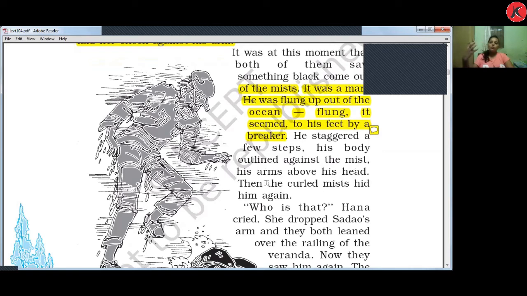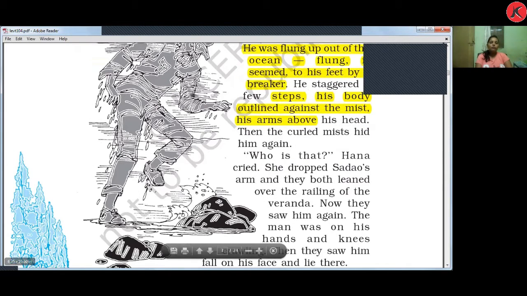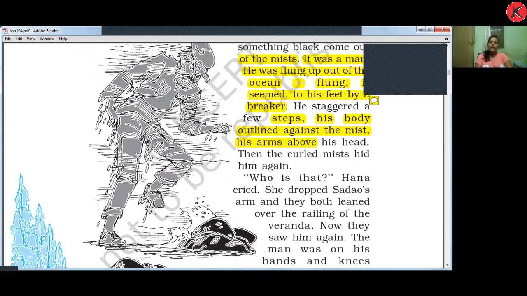He came from the ocean and the seashore. He staggered a few steps. Staggered means walk unsteadily. His body was outlined against the mist, his arms above his head. From the outline, here you can see in the picture, because everything is wet, he is coming out of the water, and they come to know that he is a man. Then the cold mist hid him again. Now again he was hidden because of the mist.